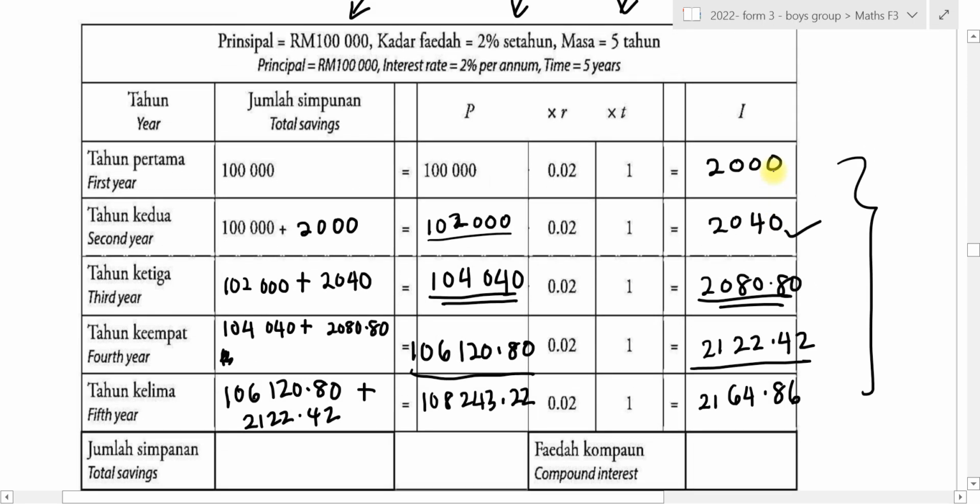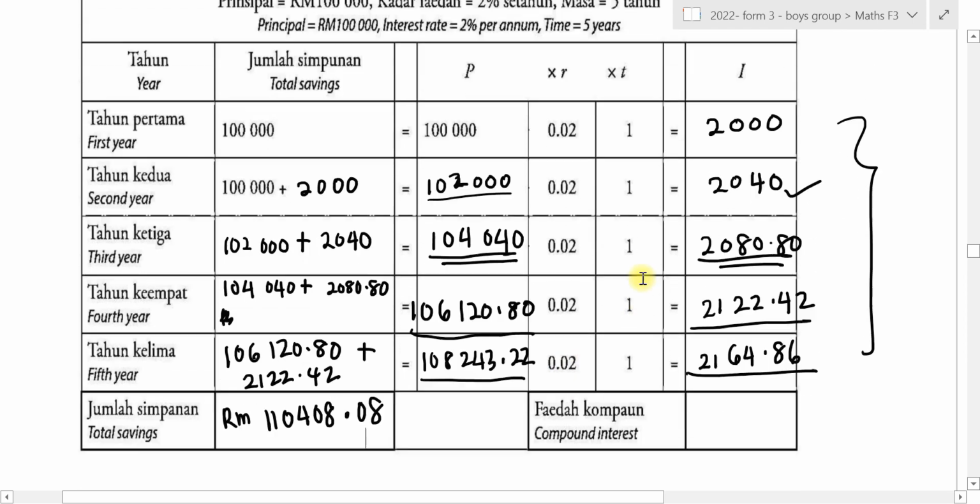Okay, so the total savings is take this amount plus this amount: 108,243.22 plus your 2,164.86. So what I'm getting here is total saving is RM110,408.08.